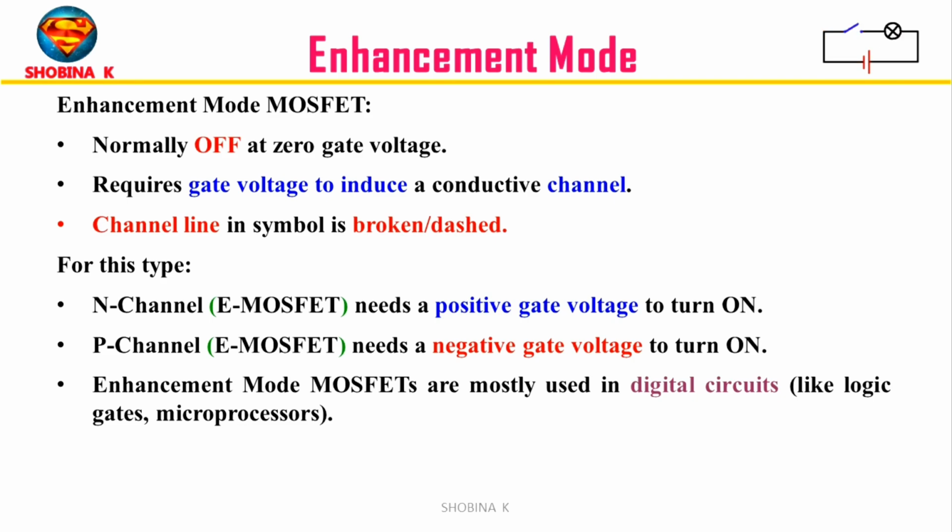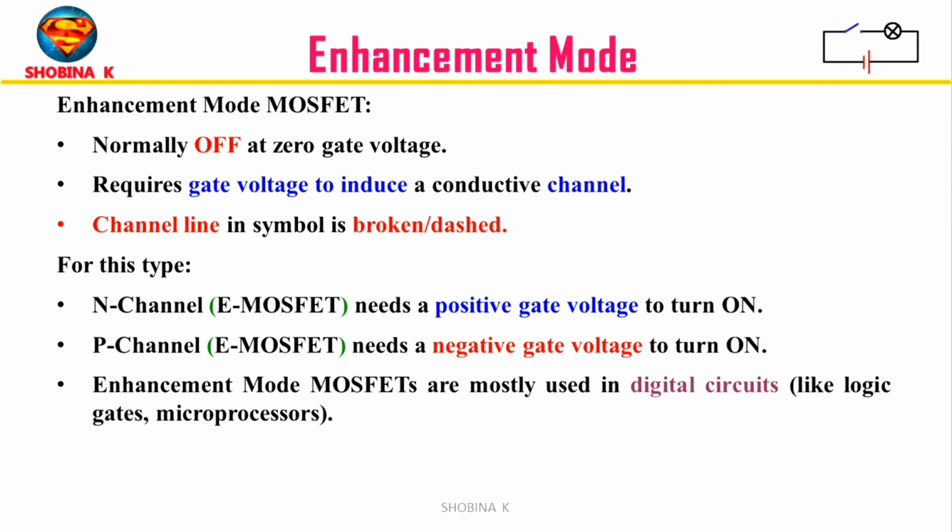E-MOSFETs are commonly used in digital electronics like logic gates, microprocessors, and memory chips because they stay off until needed. E-MOSFETs are great for switching applications. The symbol for this MOSFET has a dashed line, meaning the channel appears only when gate voltage is applied.